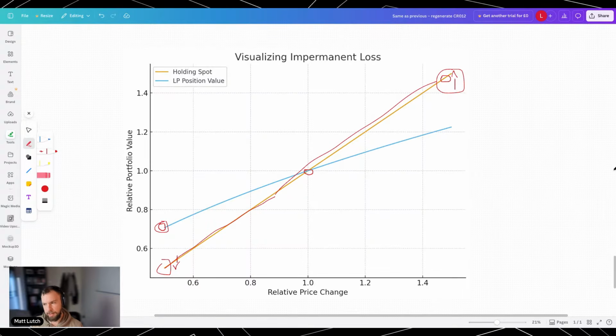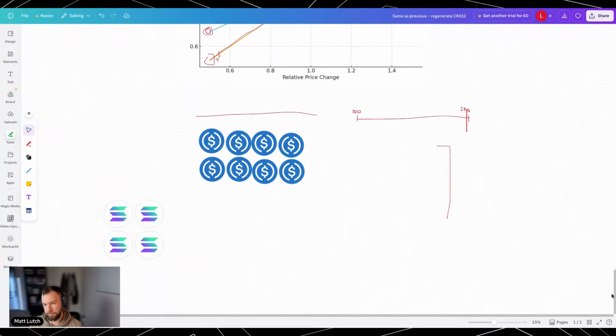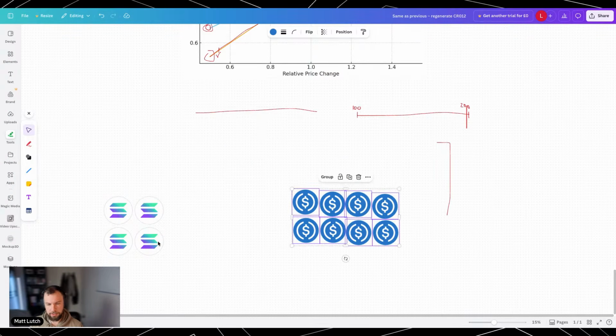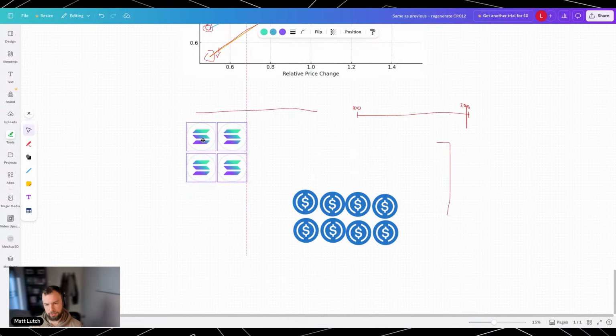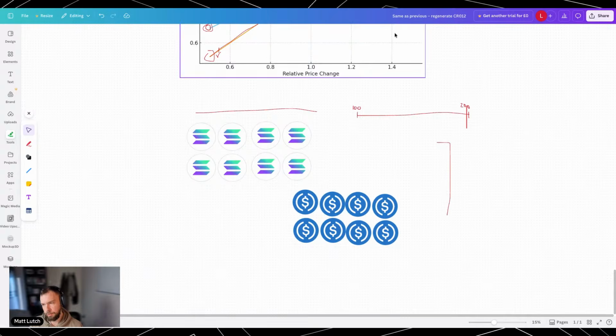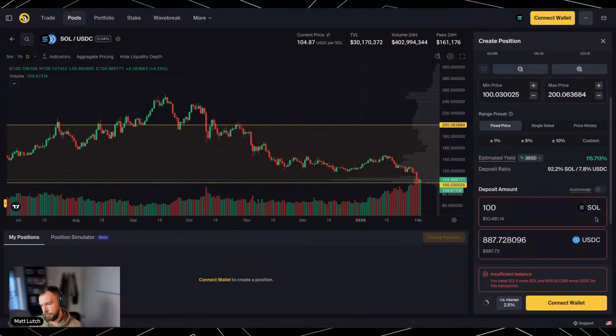And why is that? That is because as the liquidity pool goes down in price, it sells one asset to the other. So as it goes up, it's selling into USDC. As it goes down, it's selling into Solana. So you're never going to have the exact amount, because at the moment, if you were in this pool, you would have a composition of 92% Solana, 7.8% USDC.